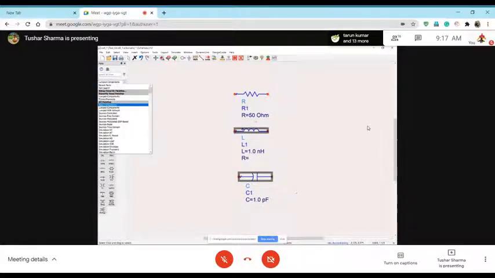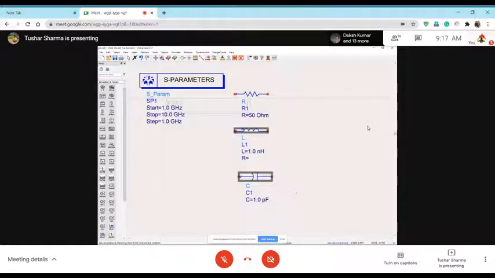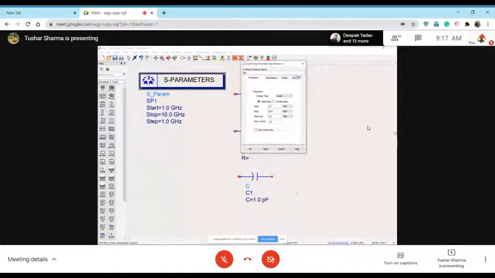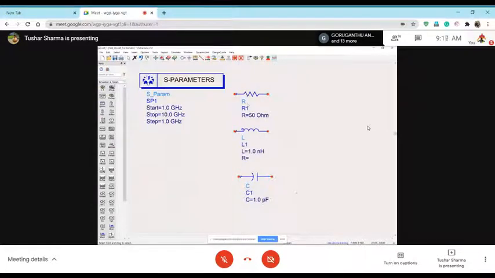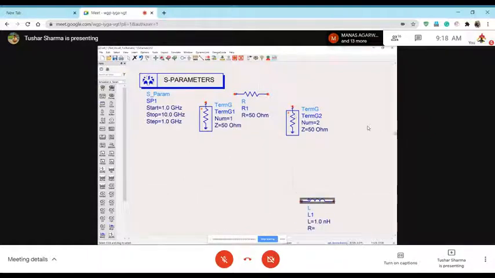So these are different elements and components. Then there is something called an S parameter block. This is called the simulator. Basically what it will do is excite my ports. To run any S parameter simulation, step one is you need 2 ports, port 1 and port 2. I told you earlier that ports are usually standardized with 50 ohm characteristic impedance, right?